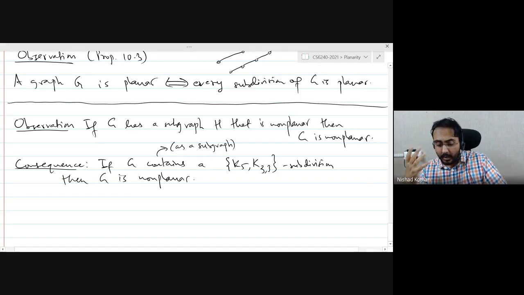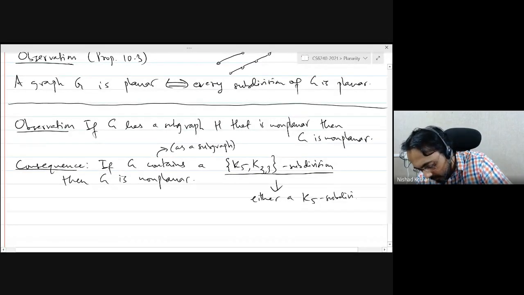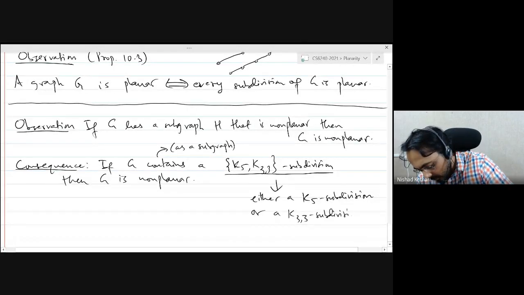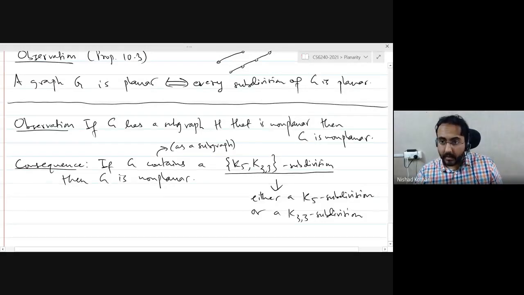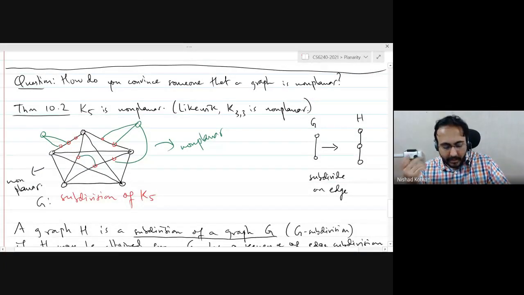We are dealing with a much more complex property of a graph, planarity. Bipartiteness is arguably an easier property. Okay, so if G has a subgraph that is either a K5 subdivision, so that is what I mean by this notation, either a K5 subdivision or a K33 subdivision, then the graph G is non-planar. And now if you go back to our example, this graph G, if you remove all the green colored stuff, you will get a subgraph H that is a subdivision of K5, and therefore the graph G is non-planar.